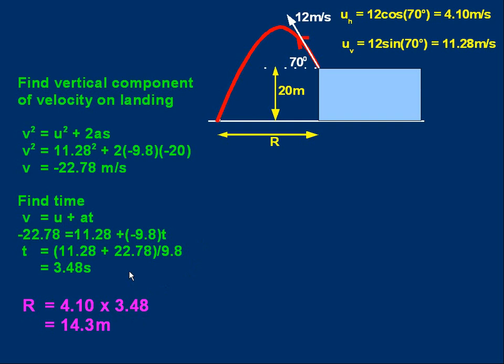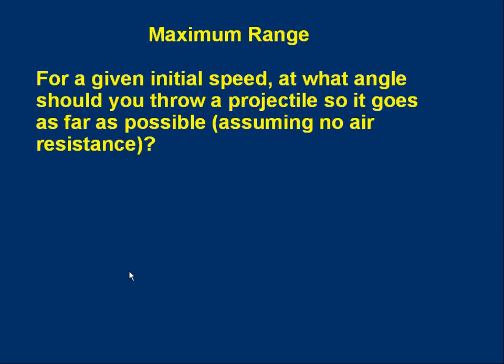Nearly done. Just one thing I'd like to mention. You should know this if you're learning about projectiles. Here's a question. For a given initial speed, for example, suppose you can throw a stone at 10 meters per second, at what angle should you throw the projectile so it goes as far as possible, assuming no air resistance?